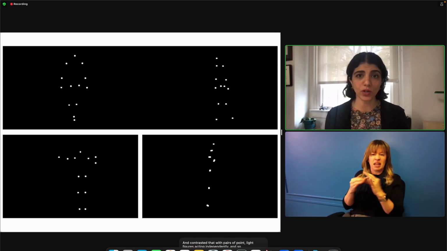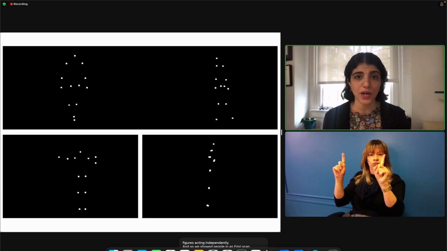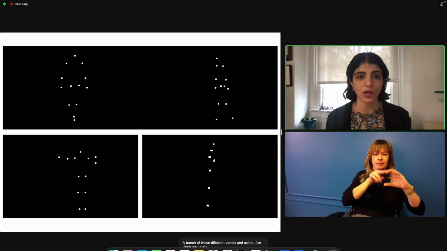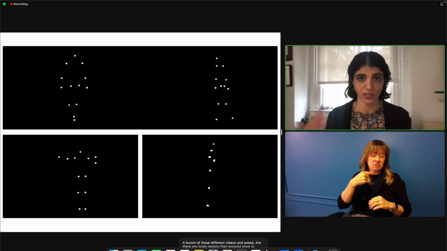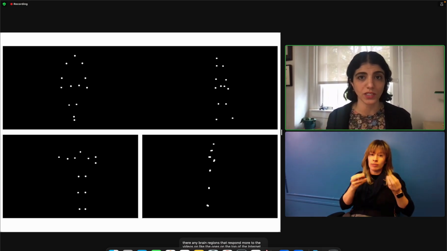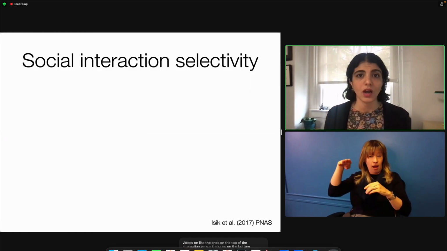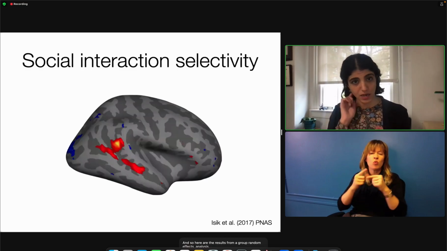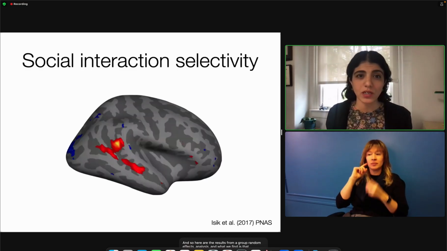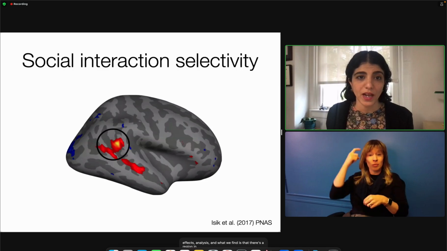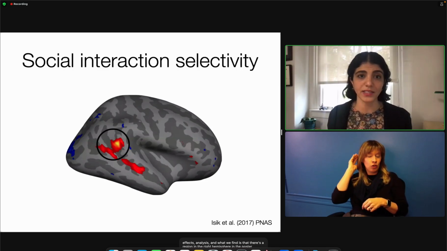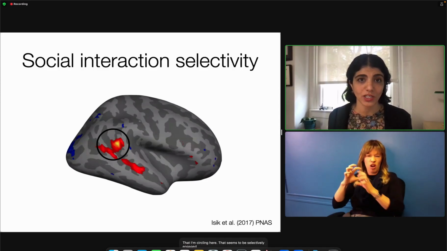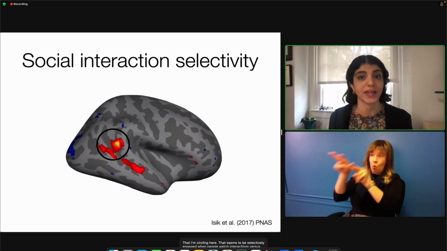And so we showed people in an fMRI scanner a bunch of these different videos and asked, are there any brain regions that respond more to the videos on the top, the interaction, versus the ones on the bottom? Here are the results from a group random effects analysis. And what we find is that there's a region in the right hemisphere, in the posterior STS, that I'm circling here, that seems to be selectively engaged when people watch interactions versus the independent actions.